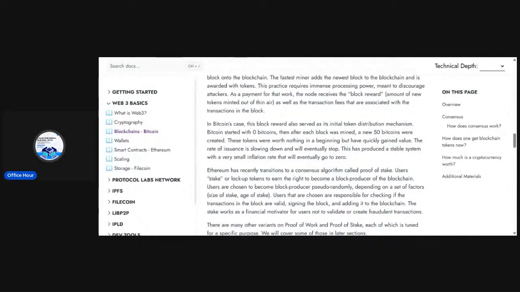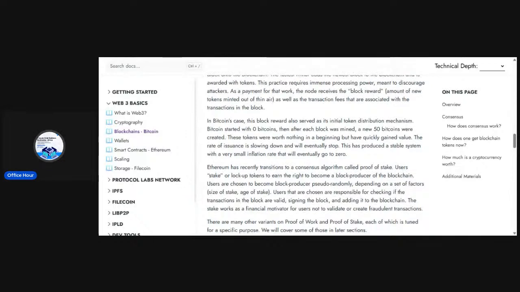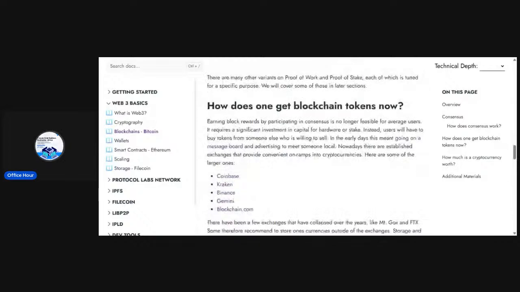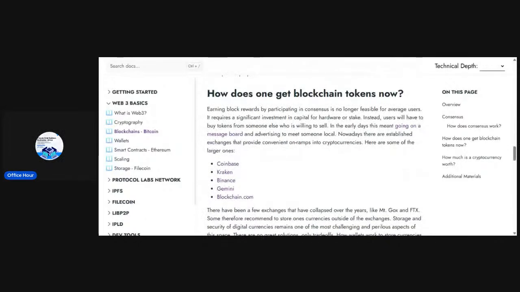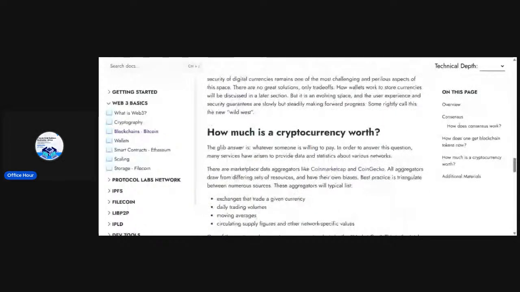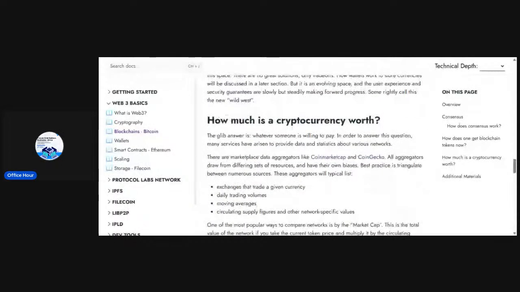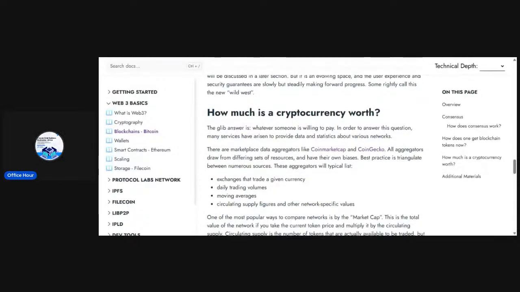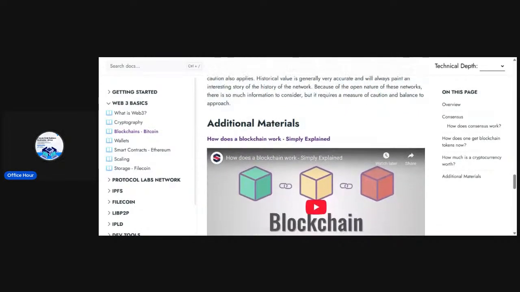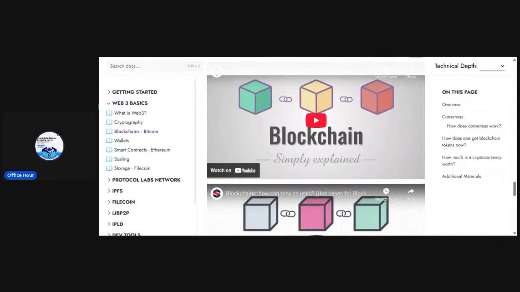So you can read much more about this. How does one get blockchain tokens now? You read about it here: Coinbase, Kraken, Binance, Gemini. These are some places. How much is a cryptocurrency worth? You come down here, you go to these aggregators, the marketplace. You can see the coin, the cost of the coin, and then you can convert it to your local currency as well. So these are some of the additional materials for you to explore on blockchain. And how does blockchain work? These are things for you to explore.